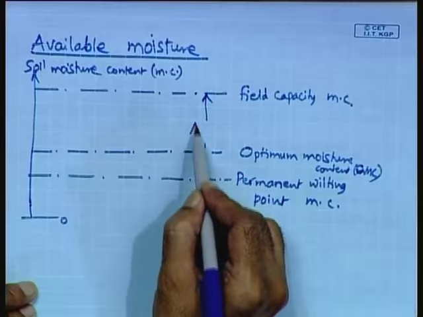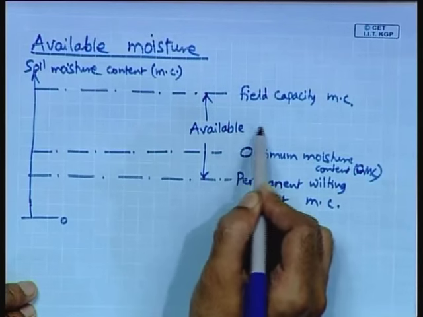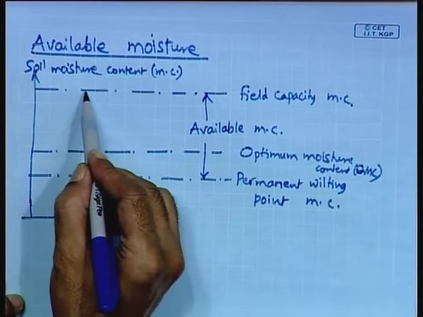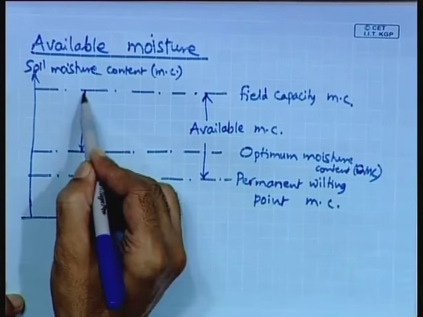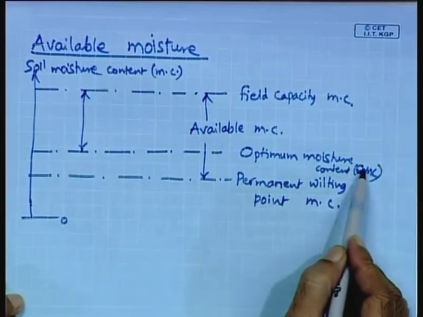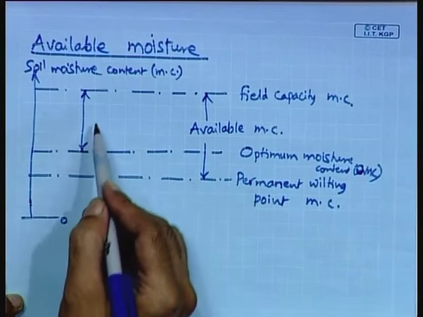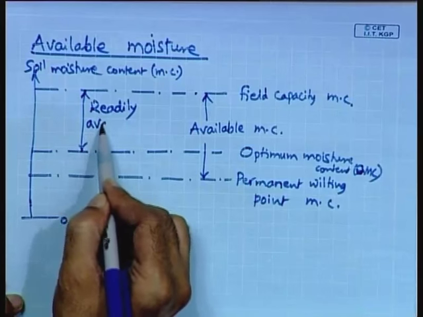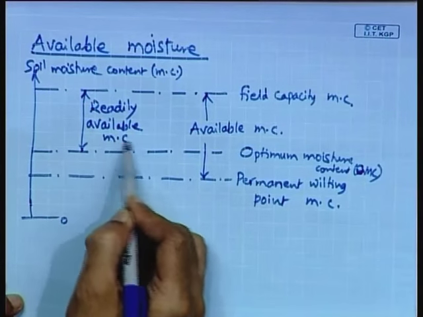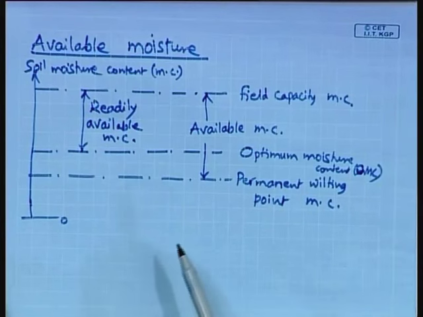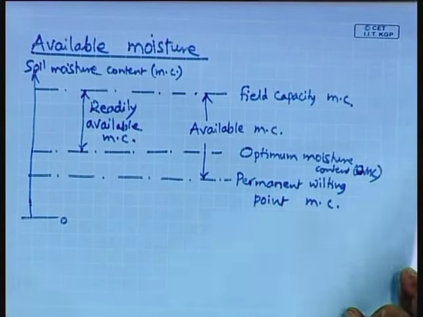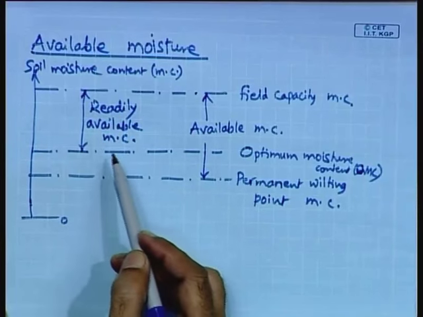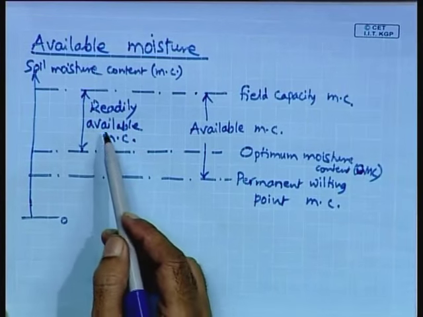This difference between the field capacity moisture content and the permanent wilting point is known as available moisture content. And similarly, the difference between the field capacity and optimum moisture content, which is slightly higher than the permanent wilting point, is known as the readily available moisture content. Essentially, all the irrigation depends upon this readily available moisture, which can be easily extracted by the plants through capillary action.